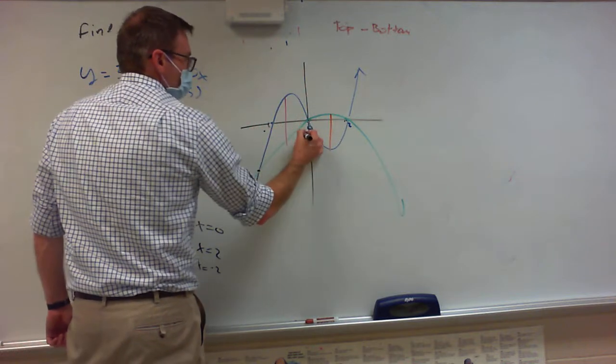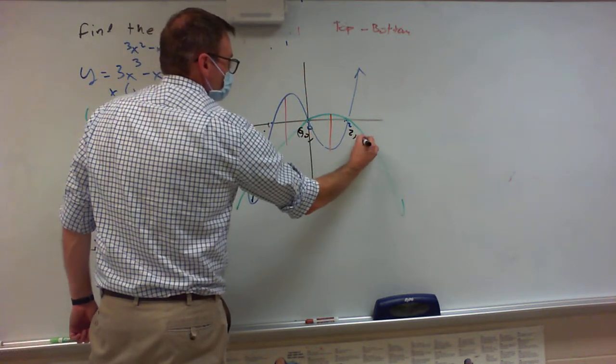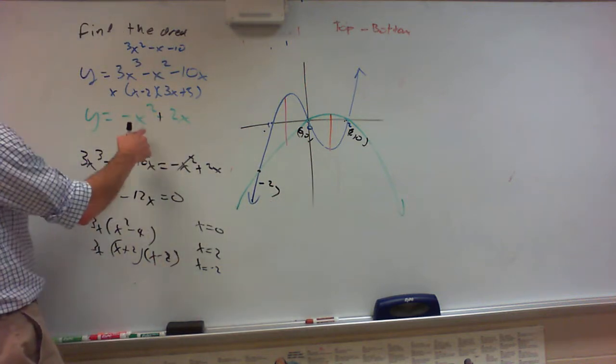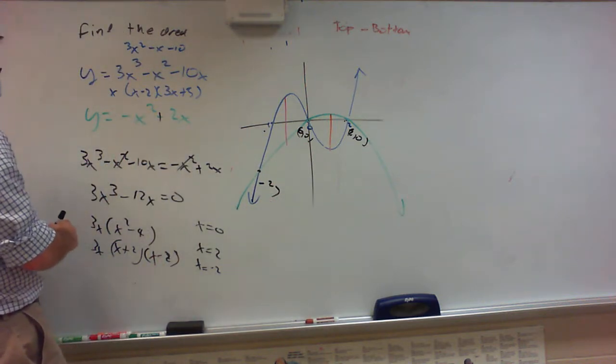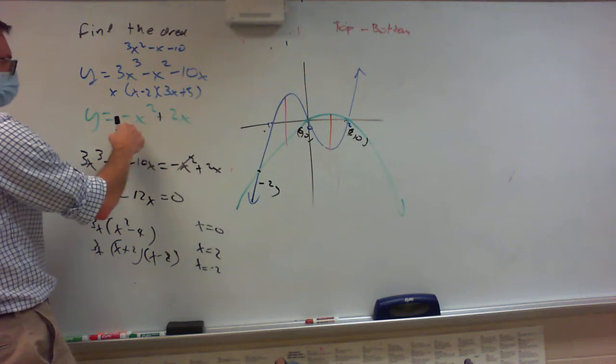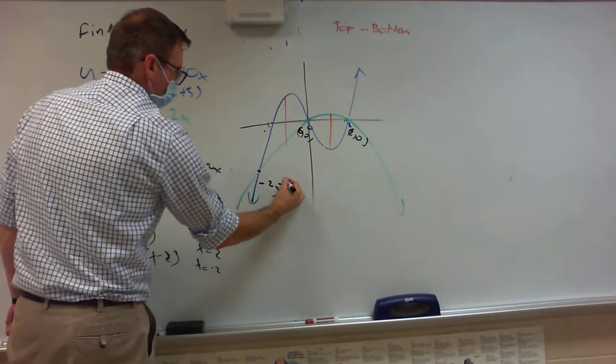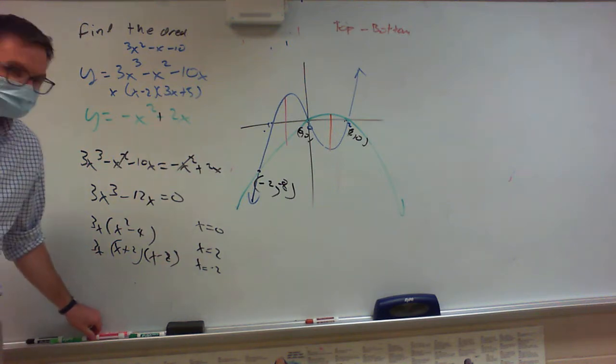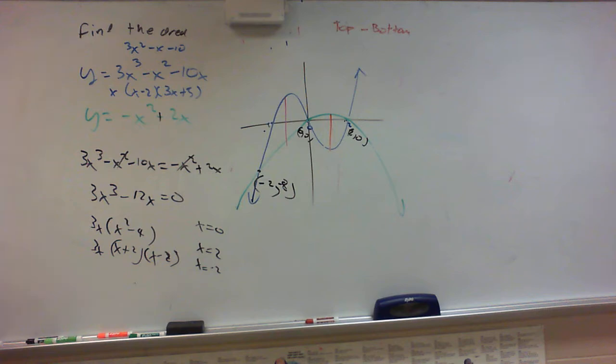So this is the coordinate 0, 0. This is the coordinate 2, 0. This is the coordinate negative 2, 4 minus 4, negative 8. All right?